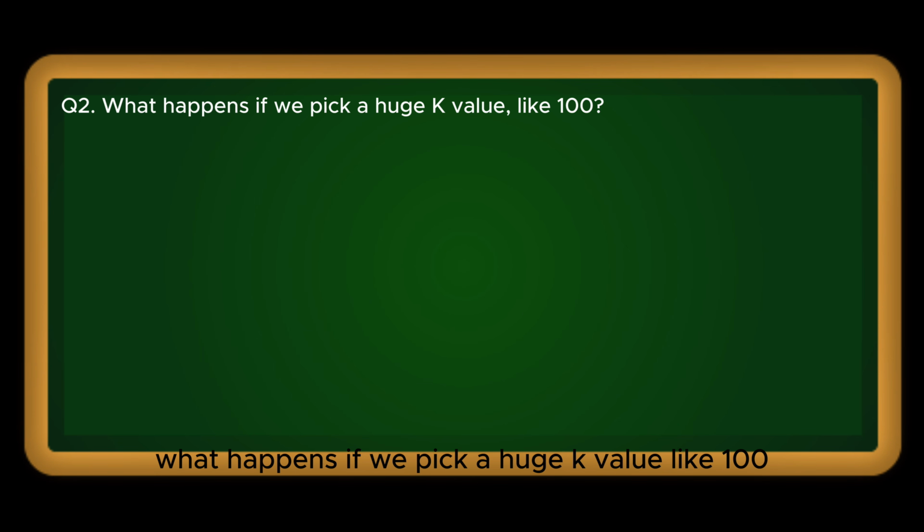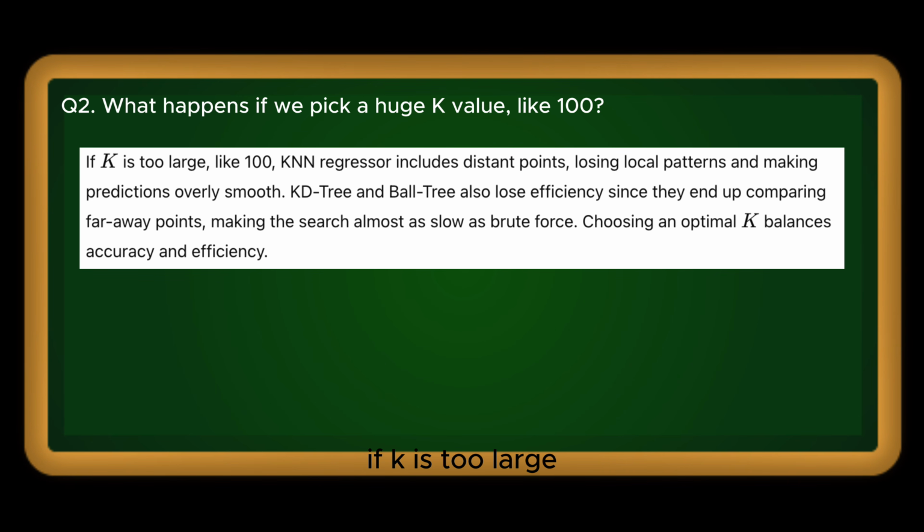Question 2. What happens if we pick a huge K value, like 100? If K is too large, like 100, KNN Regressor includes distant points, losing local patterns and making predictions overly smooth. KD tree and ball tree also lose efficiency since they end up comparing faraway points, making the search almost as slow as brute force. Choosing an optimal K balances accuracy and efficiency.